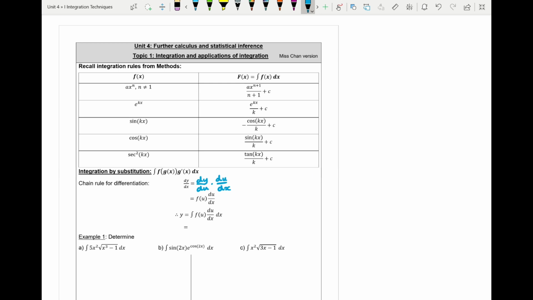So that means the integral of f of u du dx dx is just the integral of f of u du. And what that means is if we can write du dx, we can substitute it in, so those dx's kind of cancel each other out, I guess you could say. It's a bit more complicated than that, but all you're left with is a function in terms of u and anti-differentiating with respect to u. That is sometimes easier than doing it with respect to x. Let's take a look at that now.